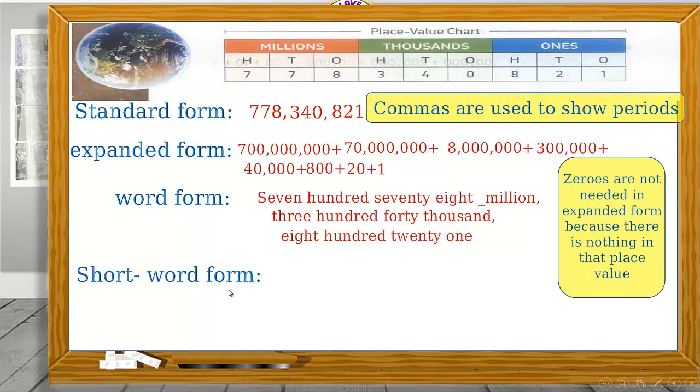Last form, short word form. Short word form is mixing between standard and word form. You can write the digits and write the name of the period or name of the place in words only. 778 million, with the word million in words only. 340,000, 821, and in the last period we don't write anything.